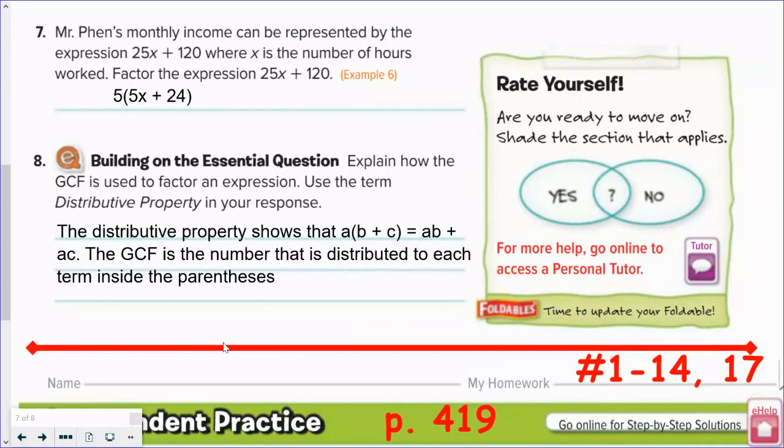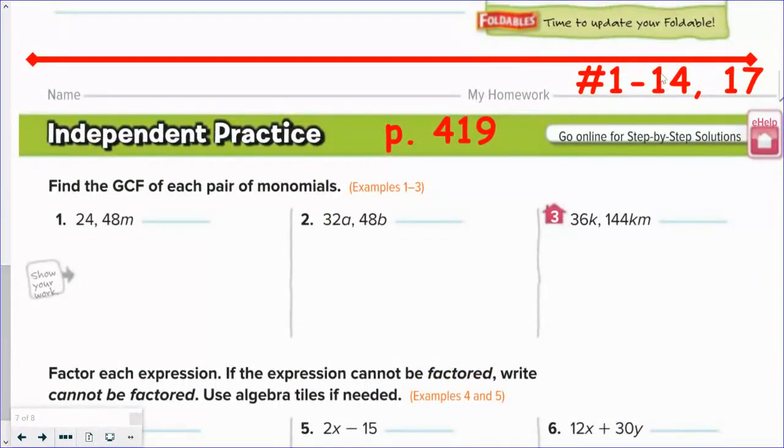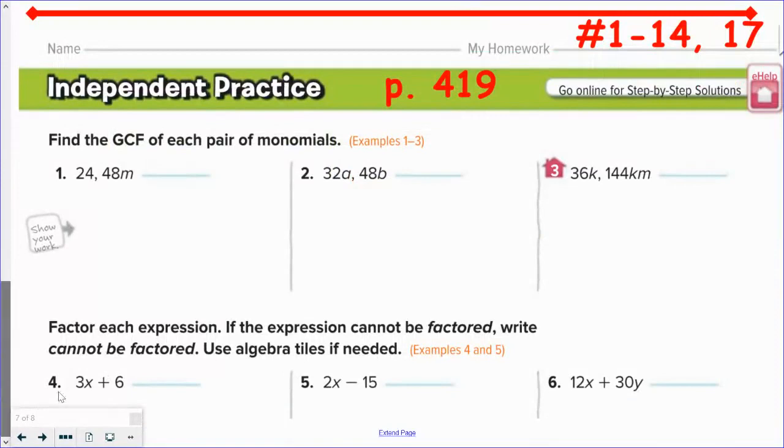Okay, let's talk about homework. Okay, your homework is 1 through 14 and 17. It's only 15 problems. Okay, notice it always tells you where you can find examples to help you. Okay, when you go through it, make sure you are looking for what your greatest common factors are.